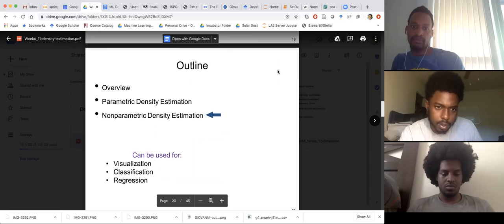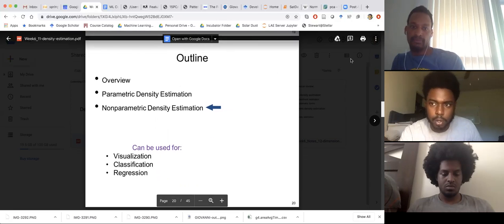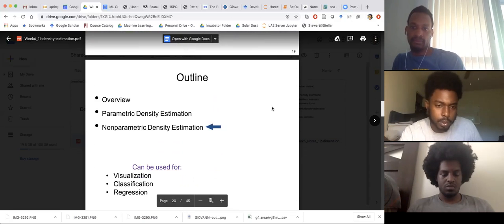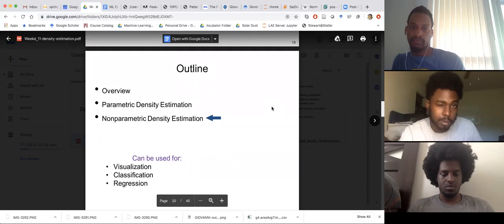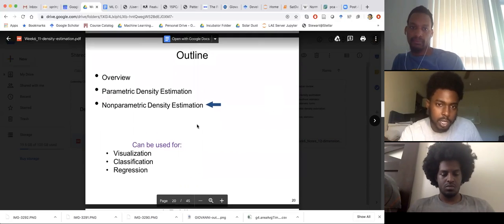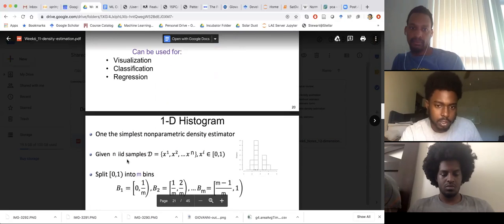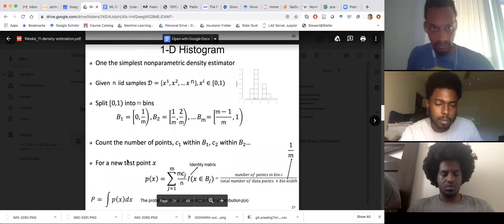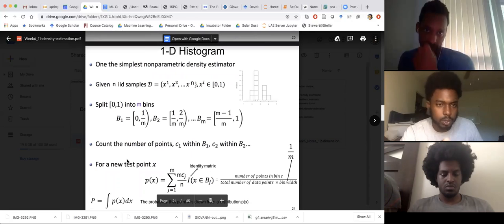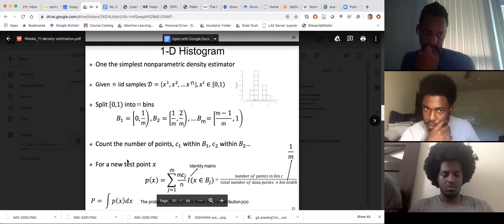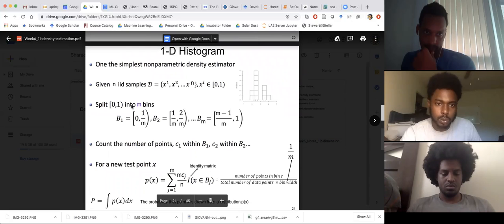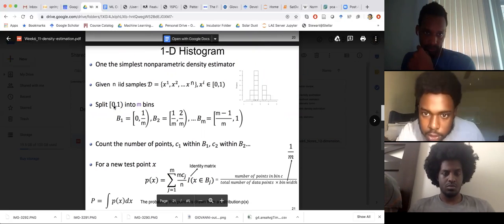Okay. I guess this is probably the more interesting one if you're familiar with maximum likelihood estimation, which is non-parametric density estimation. The notes say it's useful for visualization, classification, and regression. A 1D histogram, I guess we'll start there. It's one of the simplest non-parametric methods. Given some density, we're going to split it into bins. I'm not sure why it says 0 to 1.